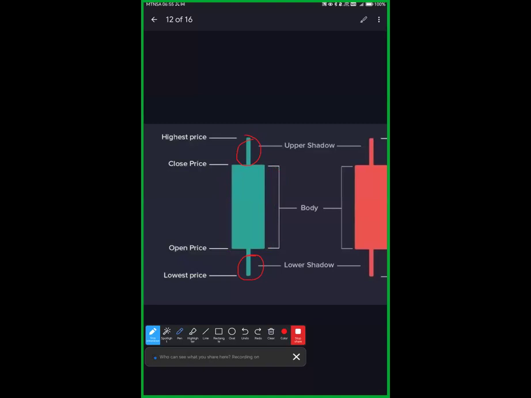Okay, so these thin lines that are poking above and below, they are called shadows. You are also going to hear the word tail. It is the same thing. A tail and a shadow are the same thing. They are called tails or they are called shadows.